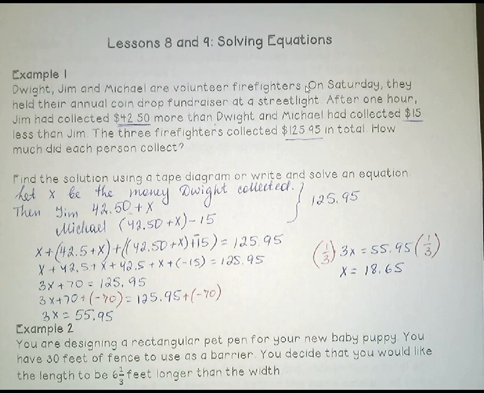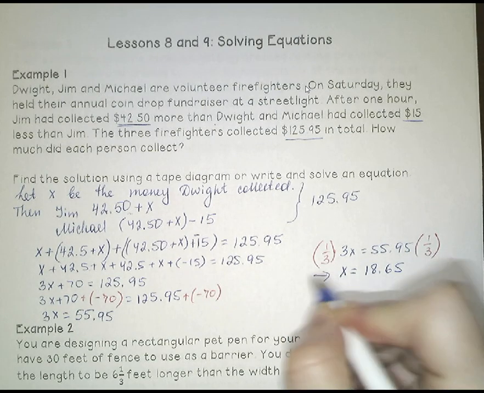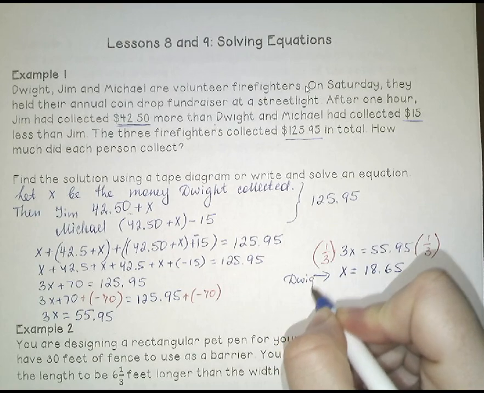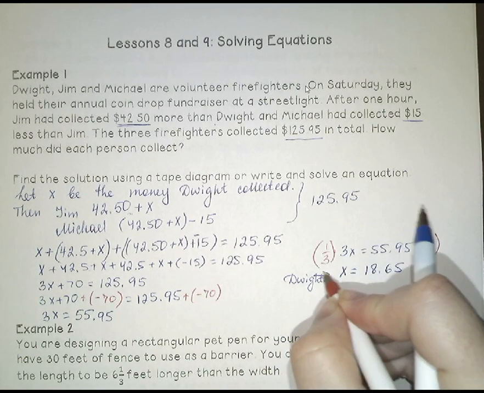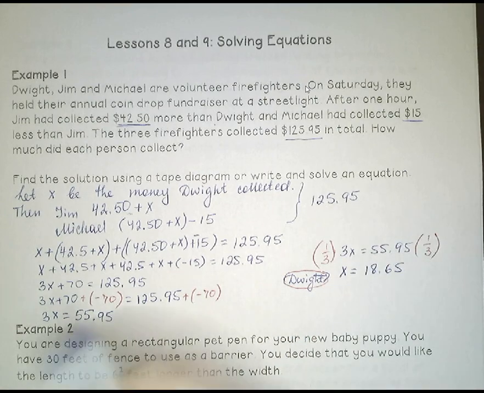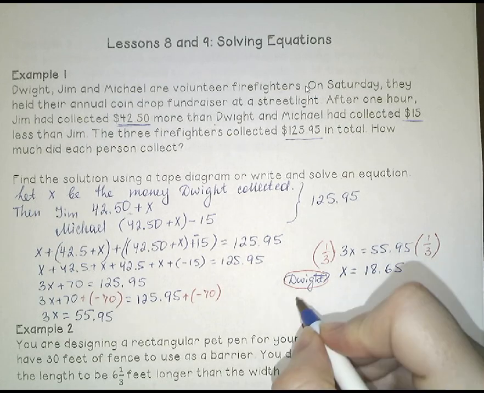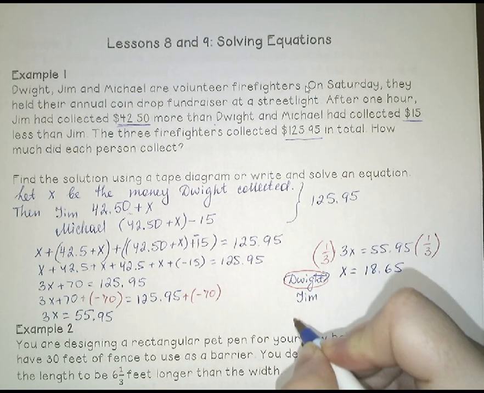Okay. All right. So we solved for x. So we found out how much Dwight collected. So that is Dwight. Our question is, how much did each person collect? So we haven't found all of the answers yet. We need to find Jim and Michael.